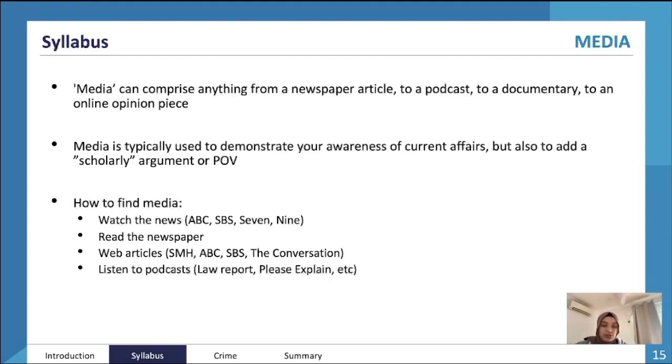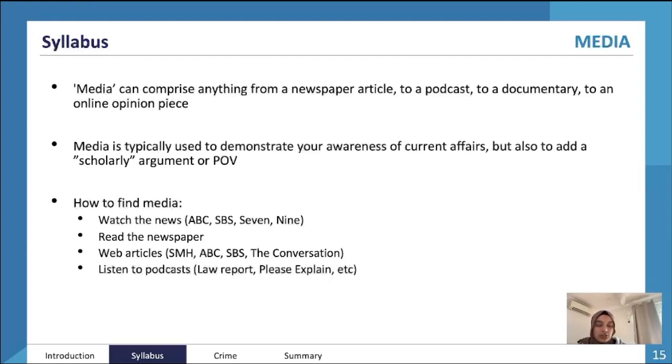This is really good also for subjects like economics, where you also need to keep up with the news, so it can be something that you can implement for other subjects as well. And listen to podcasts such as Law Report, Please Explain. I know ABC also has a couple of podcasts which are educational. So if you're into podcasts, that can also be a way to get your daily dose of news.